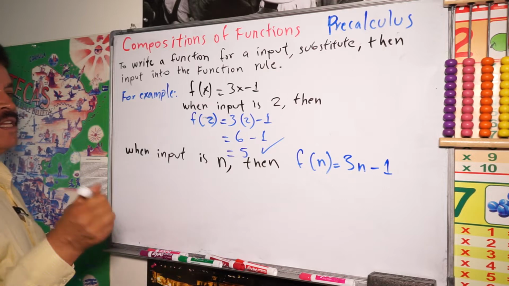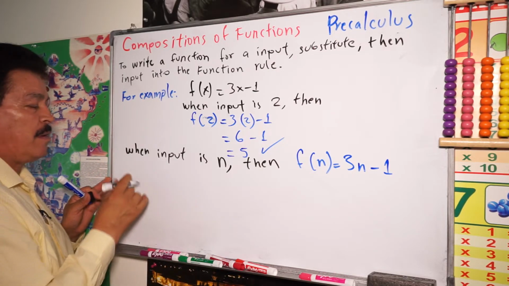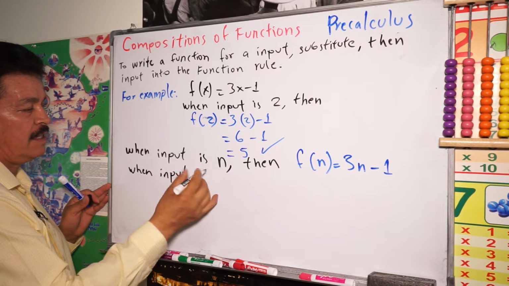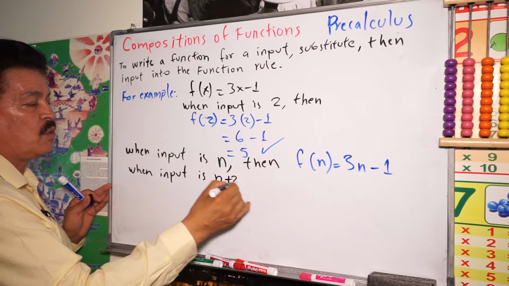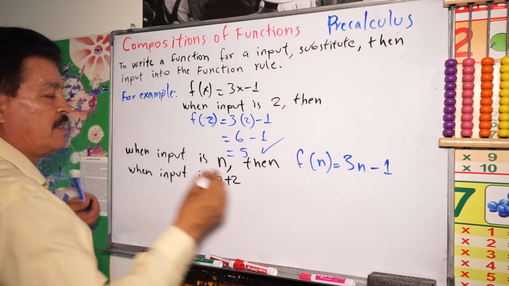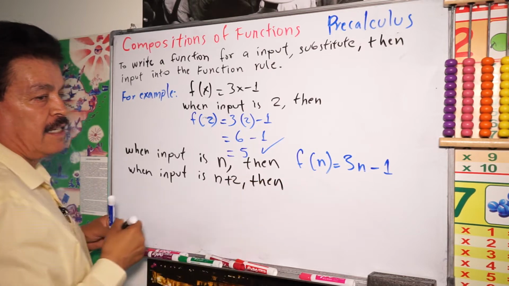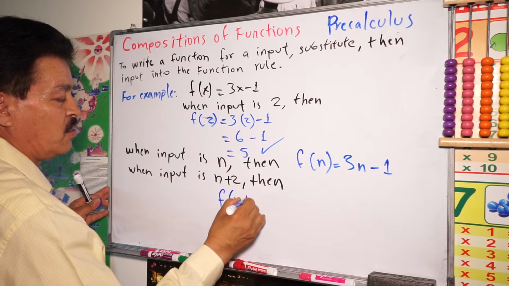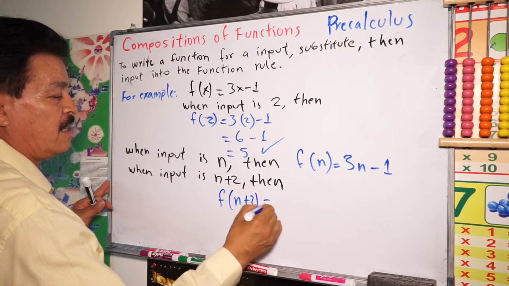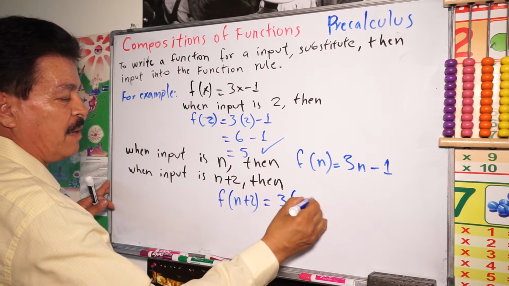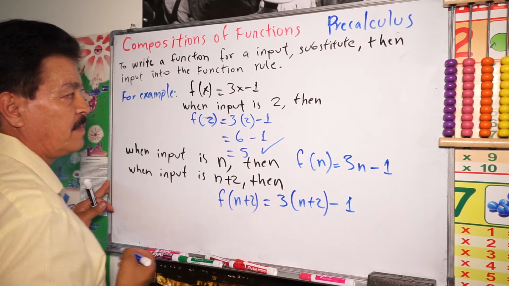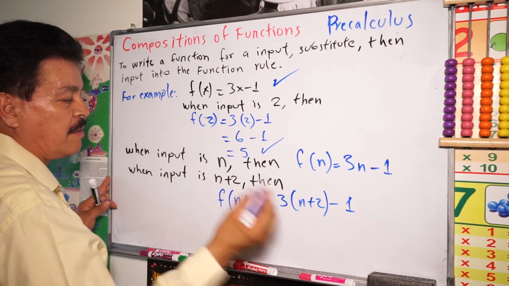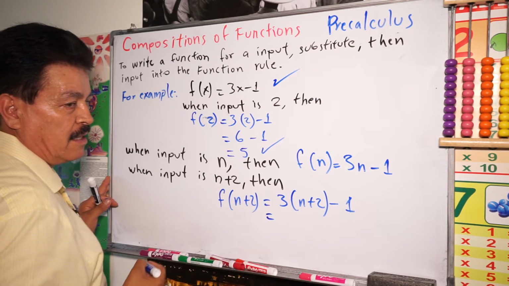Another thing you have to remember is when the input, for instance, is n plus 2, then f(n plus 2) is going to be equal to 3 times (n plus 2) minus 1. Remember, this is the example. So I reminded you of some ideas so far.